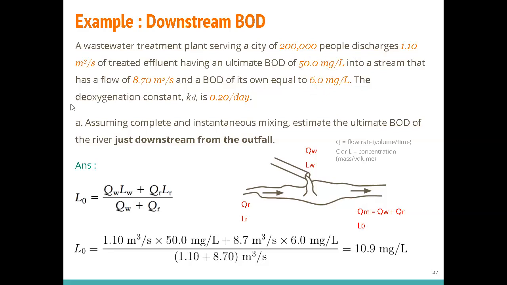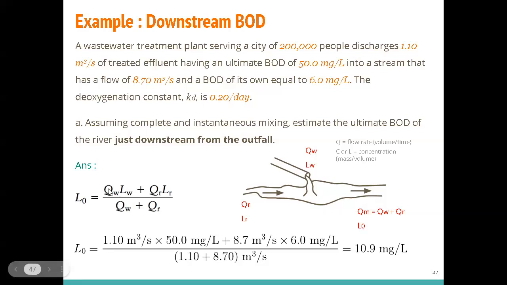And the deoxygenation constant, KD, we'll get to this part later. For part A first: assuming complete and instantaneous mixing, so very thorough mixing here, estimate the ultimate BOD of the river just downstream from the discharge. So at the location of the mixture, what is the L0, the ultimate biochemical oxygen demand? It's just the same as calculating any type of concentration with this equation.